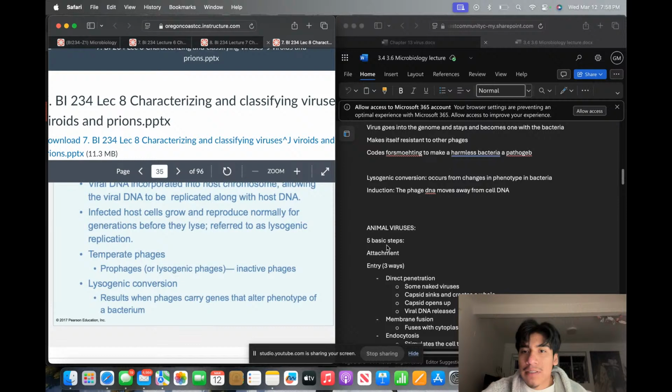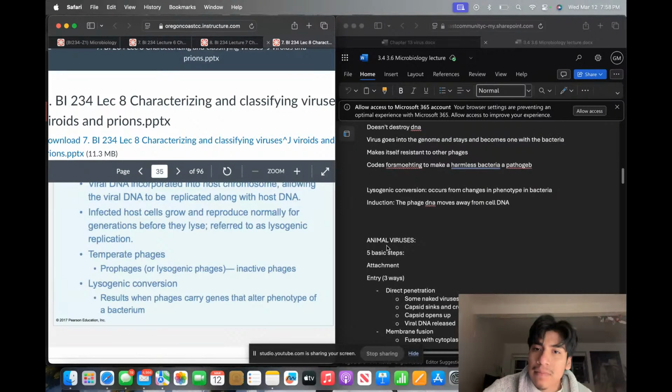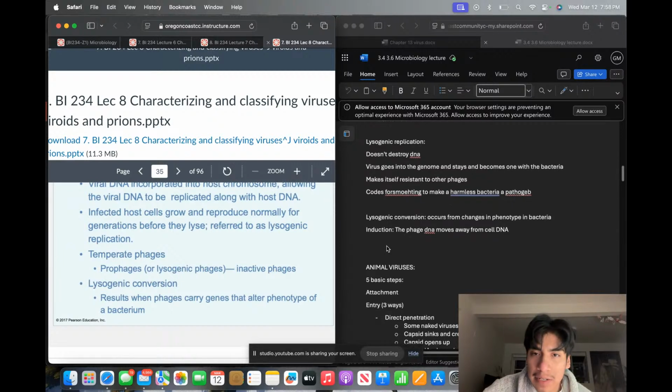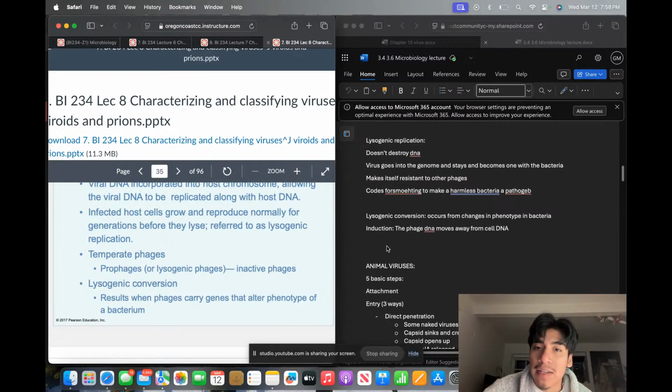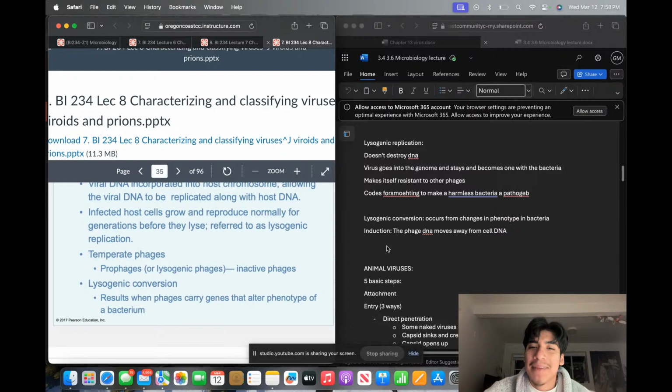Introduction. Lysogenic conversion occurs from changes in phenotype in bacteria. Let's read my notes. Lysogenic replication doesn't destroy the DNA. Virus goes into the genome and stays and becomes one with the bacteria. I like how I wrote that. It makes itself resistant to other phages, so that's pretty interesting. It makes itself resistant to other phages so that it, you know, called dibs first. Codes for something to make a harmless bacteria a pathogen.